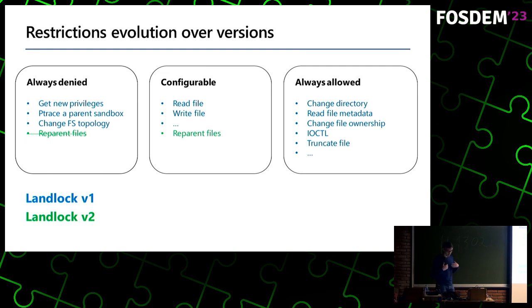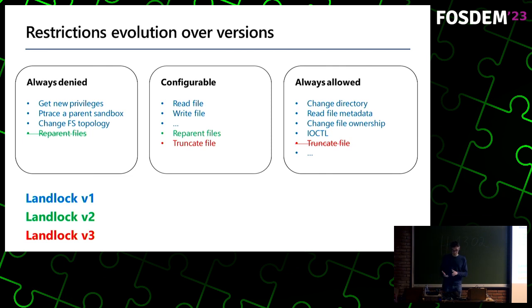So, with the second version, we implemented that, and then it became configurable. So one item less in the always deny box. In the third version of Landlock, so all these versions are new kernel releases.